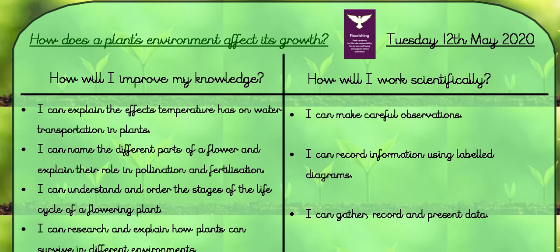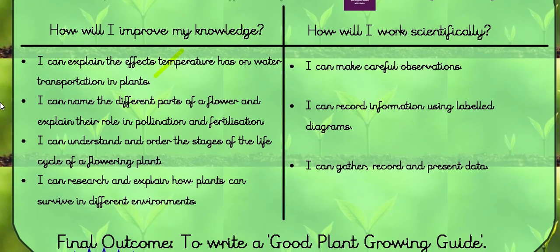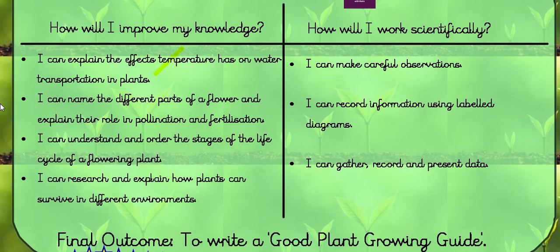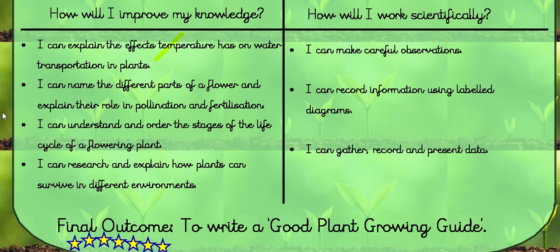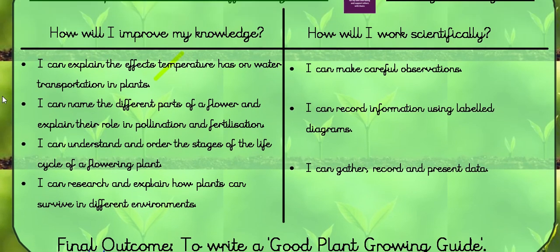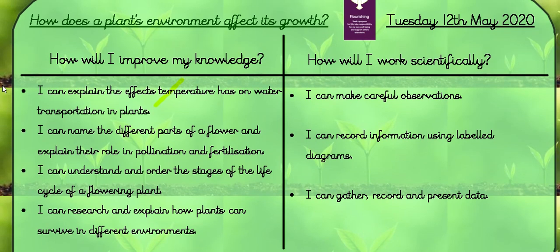Today's date is Tuesday the 12th of May 2020 and our learning journey question is, how does a plant's environment affect its growth? Now yesterday we were looking at the effects temperature has on water transportation in plants, so we can give that one a tick. We're gathering all of this knowledge and we're going to continue that this week so that we can write a good plant growing guide next week. So all of this knowledge is going to help us to do that and answer our question.